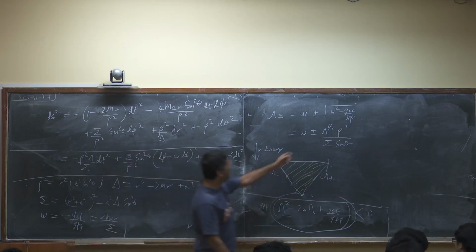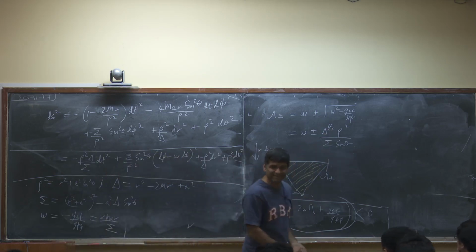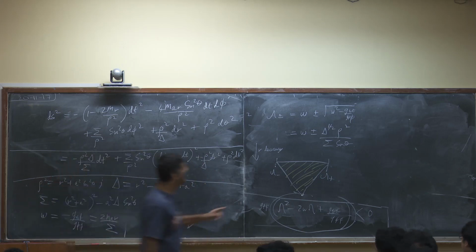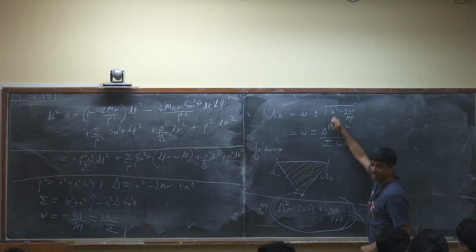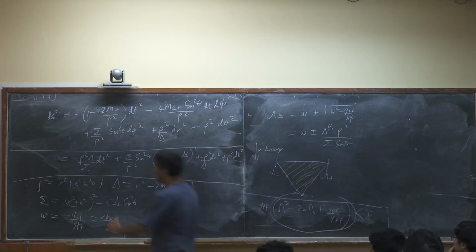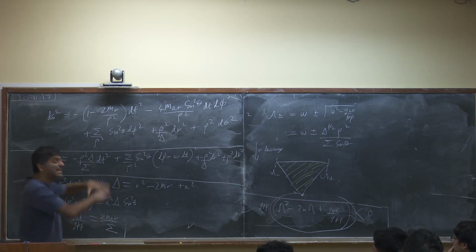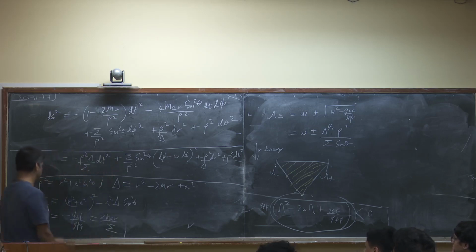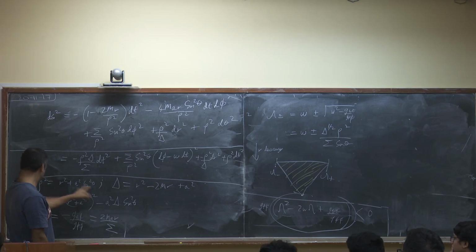Where do these things meet? They meet where this is a double zero. And where is there a double zero? Either at delta equals 0 or rho equals 0. Rho is never 0, since rho squared is at minimum r squared, except at r equals 0.